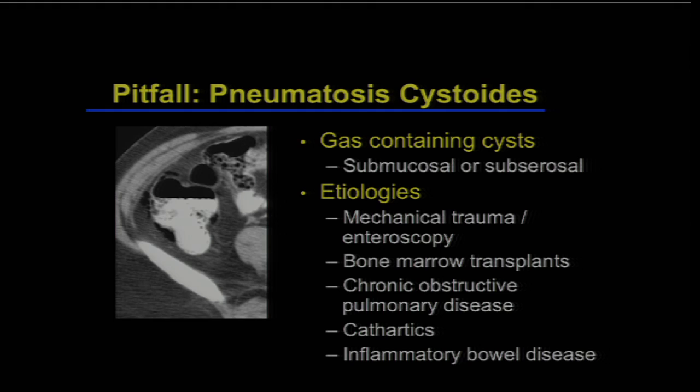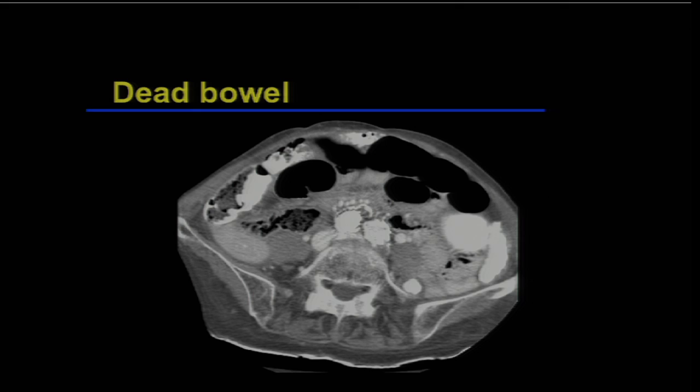The causes of benign pneumatosis cystoides intestinalis can be due to recent enteroscopy. It may be related to transplants, immunosuppression. We're not really sure why, or many, many other causes. This is just a brief list of the kind of two pages worth of causes of pneumatosis cystoides. So rather than just looking for pneumatosis, we like to look at other features as well.